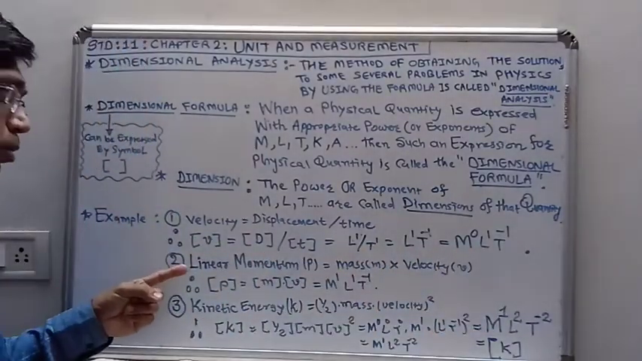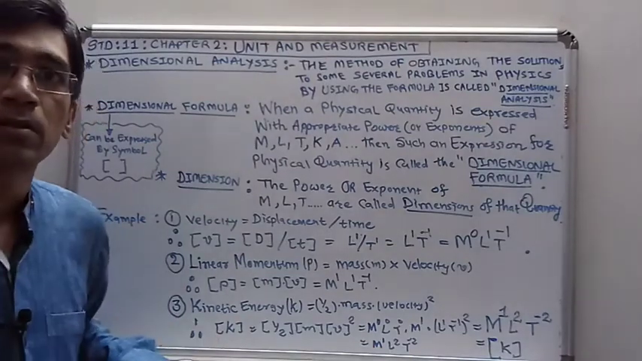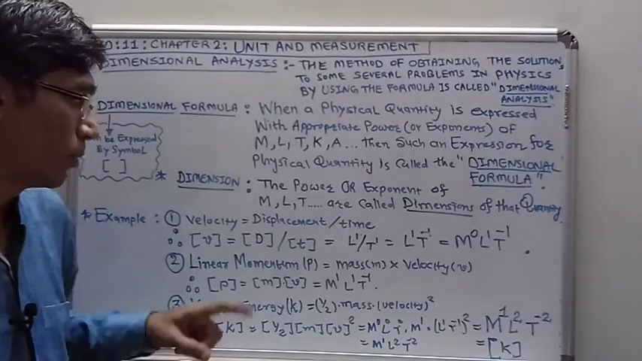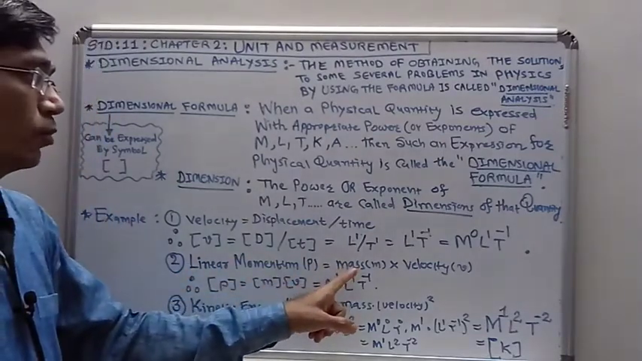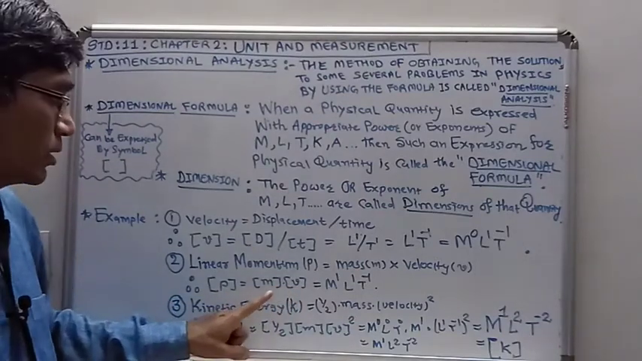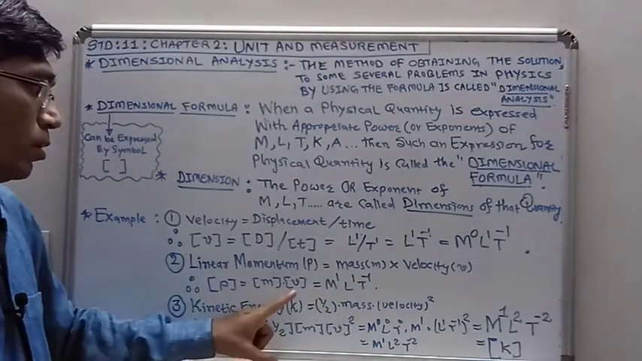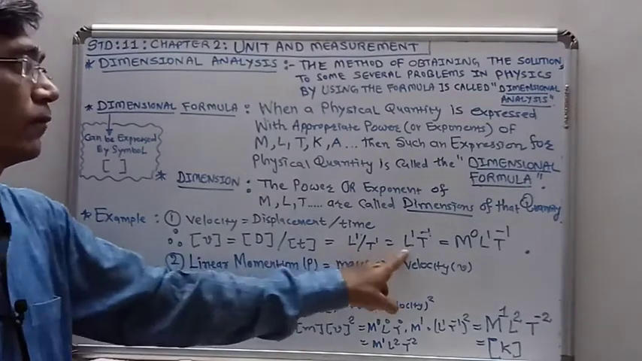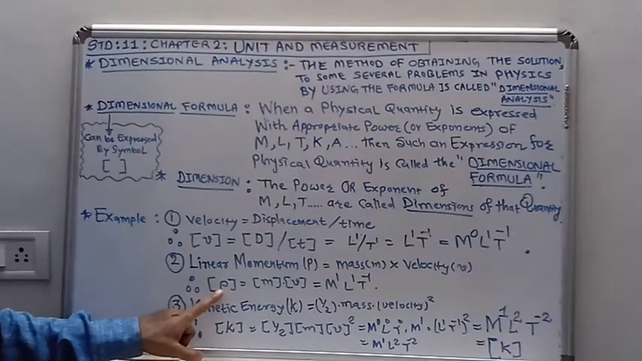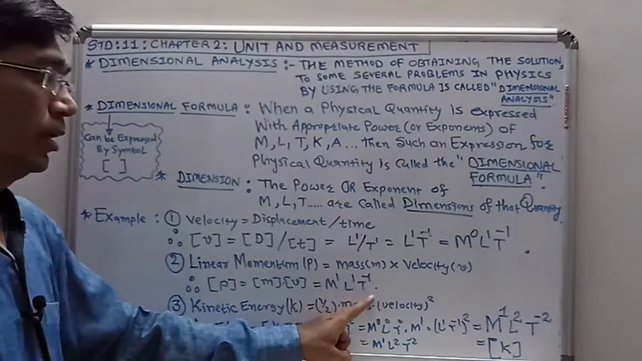Second example, linear momentum. We know linear momentum is mass into velocity. So the dimensional formula of linear momentum is given by the dimensional formula of mass into the dimensional formula of velocity. Dimensional formula of mass, here the power is 1, so it is M^1. Velocity is L^1 T^-1. So the dimensional formula of momentum is given by M^1 L^1 T^-1.